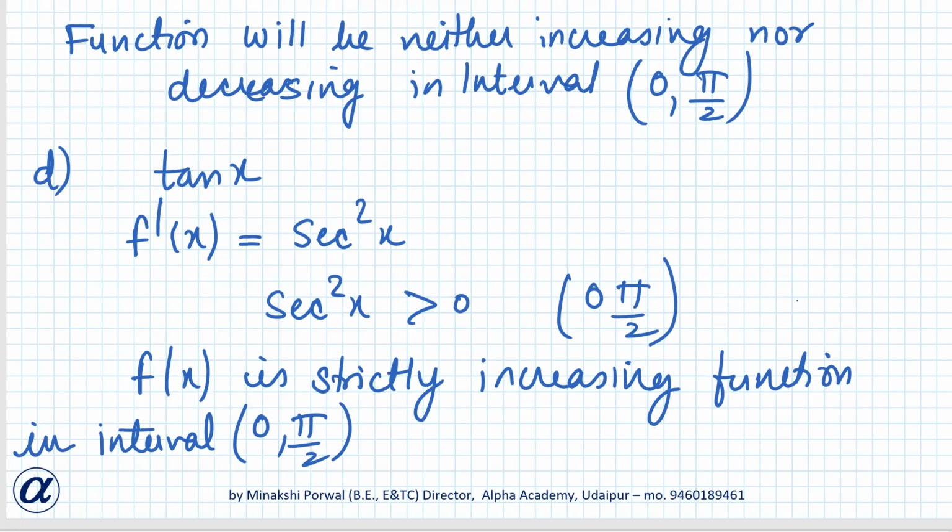So in the 12th question, the answer is A and B. A and B are only strictly decreasing functions. Rest, D is strictly increasing and C is neither increasing nor decreasing. So the answer is A and B.